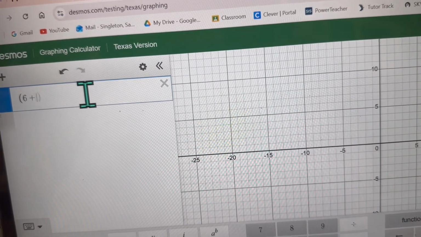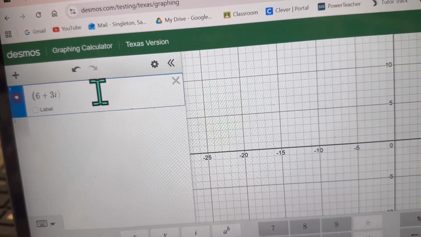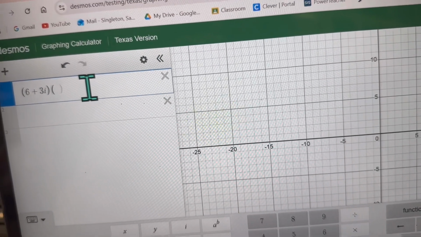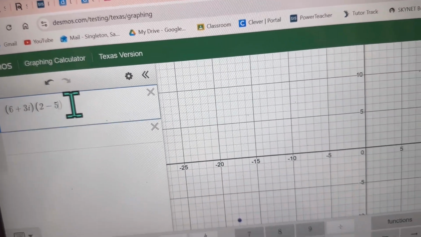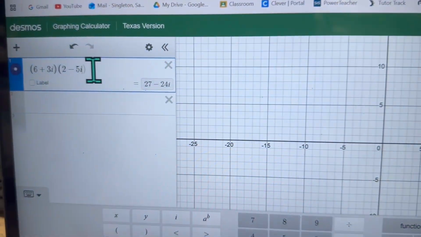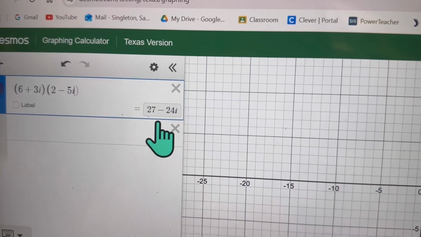6 plus 3i, parentheses, another parentheses, 2 minus 5i. Write exactly what you saw, and that's it. And there you go, 27 minus 24i. Did we do it right?